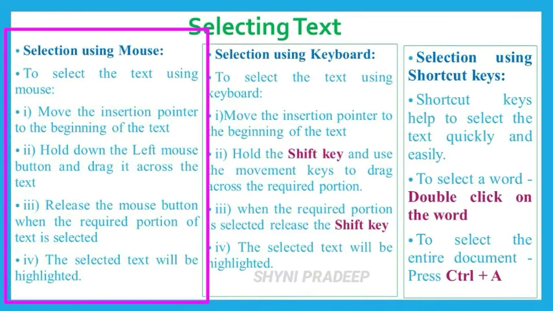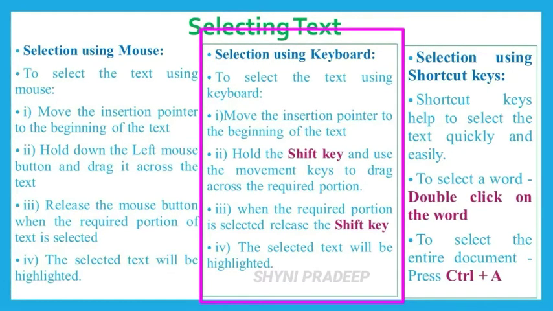Next, to select the text using keyboard, first you have to move the insertion point to the beginning of the text. After that, hold the shift key from the keyboard and use the movement keys, which means left arrow, right arrow and up, down arrows. Use those movement keys to drag across the required portion. When the required portion is selected, then release the shift key. The selected text will be highlighted.